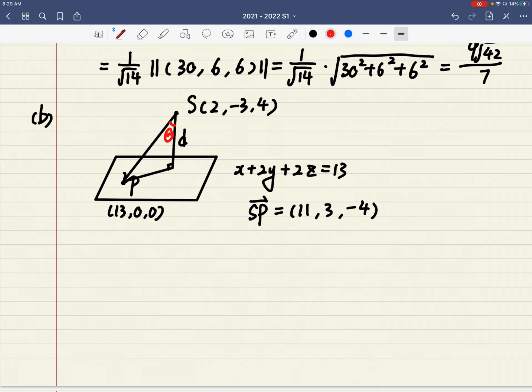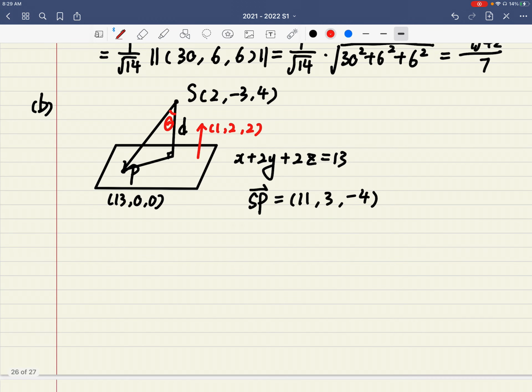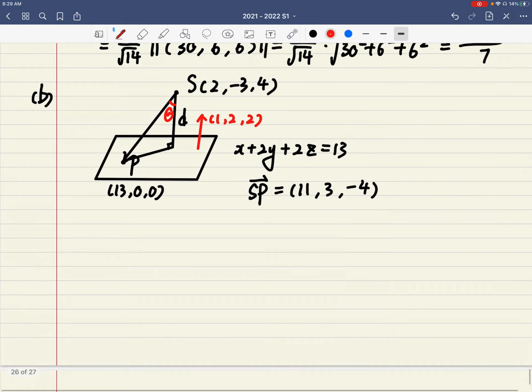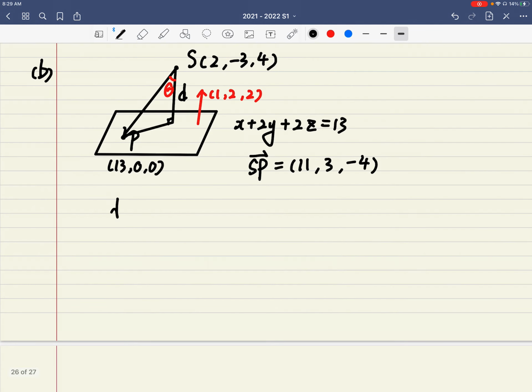Again, why? Because it's a plane, so you already know the normal vector to the plane. That normal vector is just the coefficients of x, y, and z. It's just 1, 2, 2. So here we can do a very similar thing. First, the distance is the length of SP. Because we call this angle theta, it's the length of SP times cosine theta. And again, we have no idea what theta is, so we can't continue.